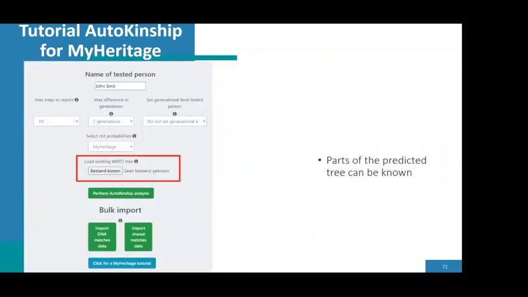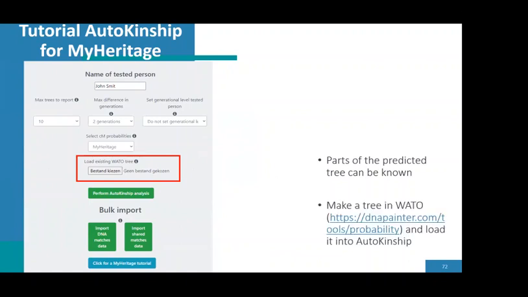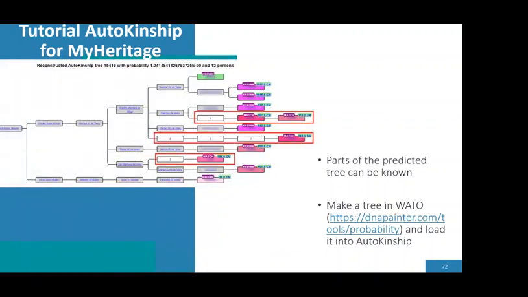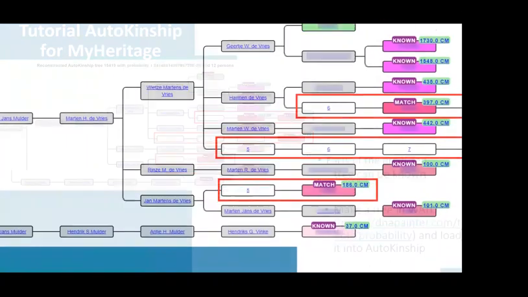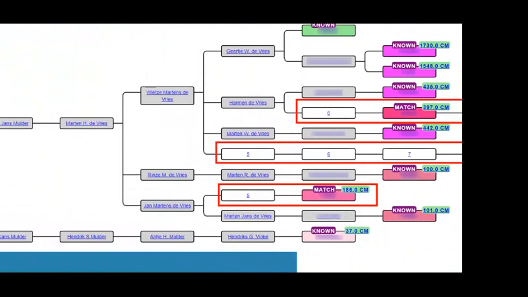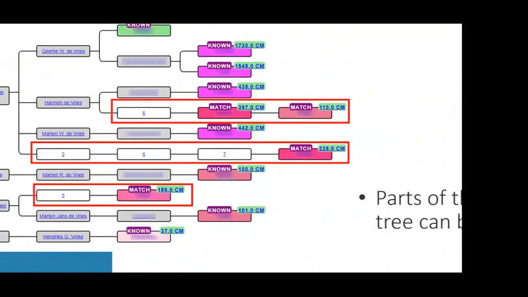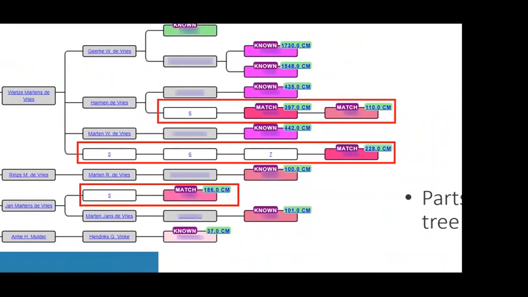In some cases, part of the predicted tree is already known. So for instance, if you have done some research already. So ideally, one would like to use the known tree as a basis for the auto kinship predictions. It is possible to create a known tree in Wardo, save it, and load the saved Wardo tree into auto kinship. For instance, the hybrid analysis that I am showing here, let's zoom in a little bit. In gray are the ones that are already known from previous analysis. And in red, you see the parts that have been added by the auto kinship tool.